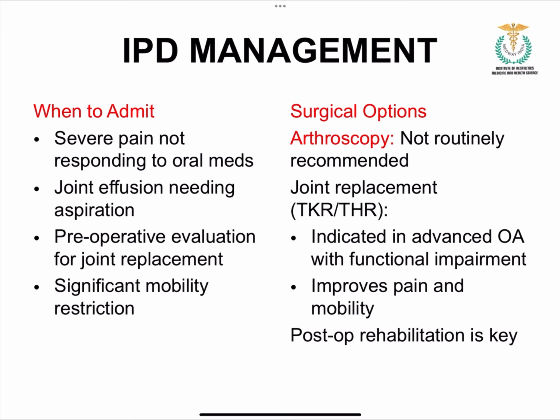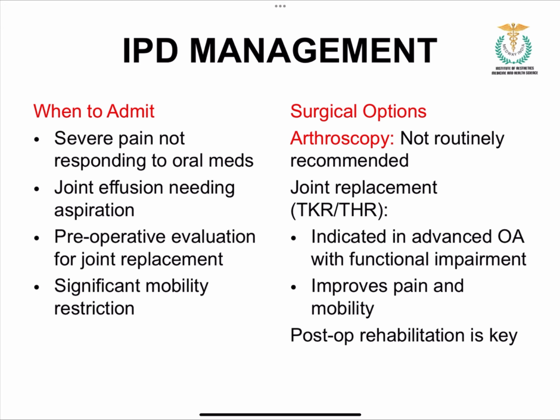In IPD level management, you can mostly go with the surgical options. Most people don't need surgery to treat osteoarthritis, but in some cases the patient has severe symptoms and other treatments have not worked, so you can suggest a joint replacement, like arthroplasty or arthroscopy. It is not routinely recommended, but it is a surgical option: total knee replacement or hip replacement for the end stage of osteoarthritis.